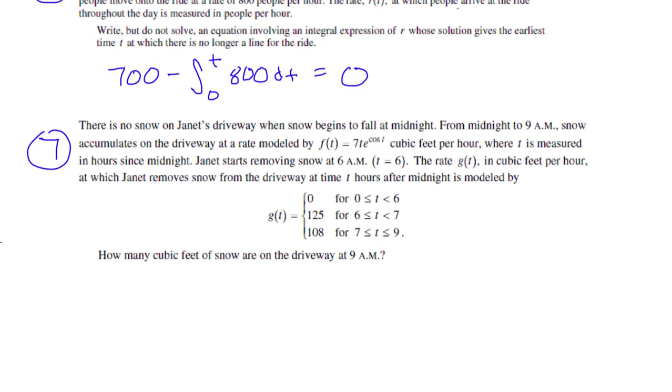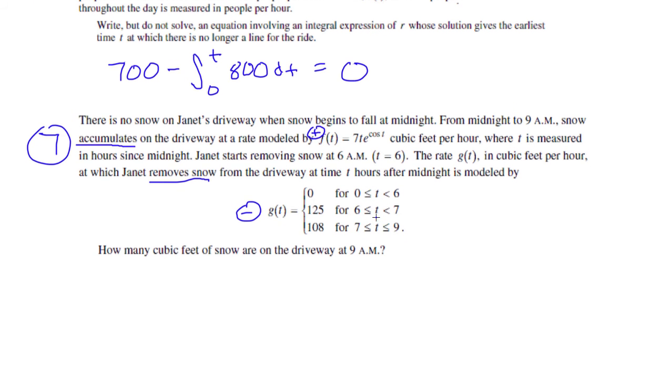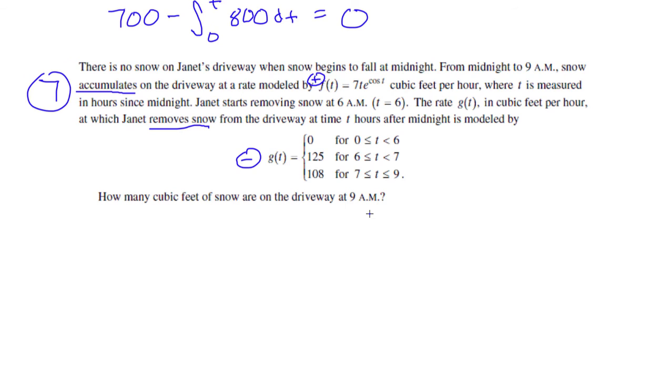Number 7. All right, we have a piecewise function, probably the snow one. Yeah, so snow one. So this is the positive rate here because it's accumulating. So I'll underline accumulate, and then removes snow. So this is going to be the negative rate. And I need to know how much is on the driveway at 9. And notice that I'm going to have to do the piecewise function 3 times to get all the way to that 9 o'clock. So how am I going to do this?